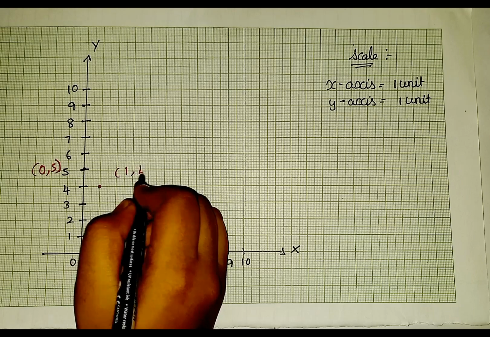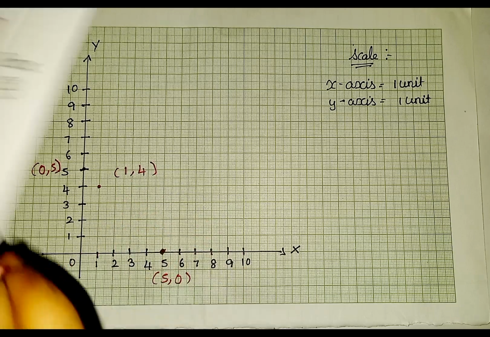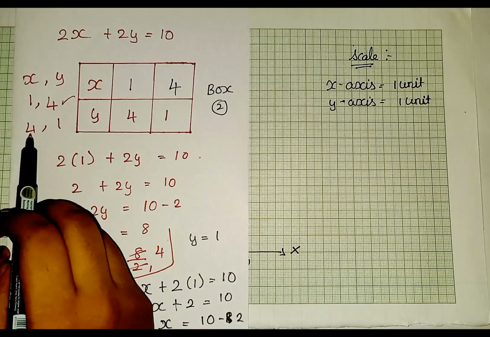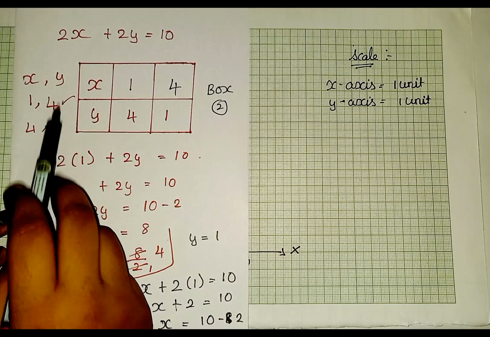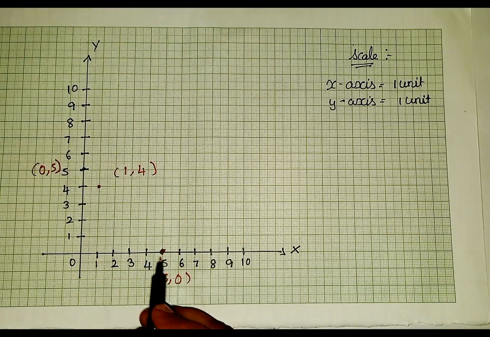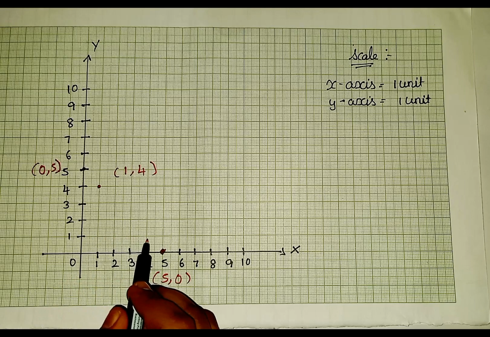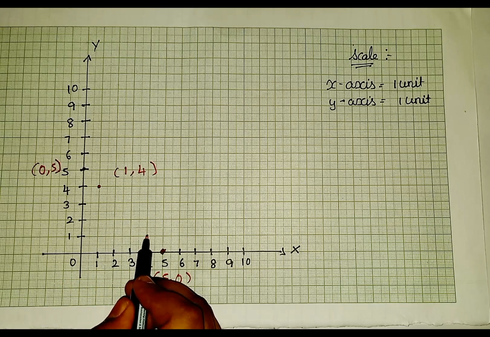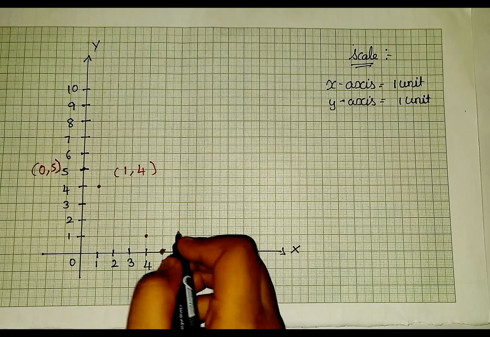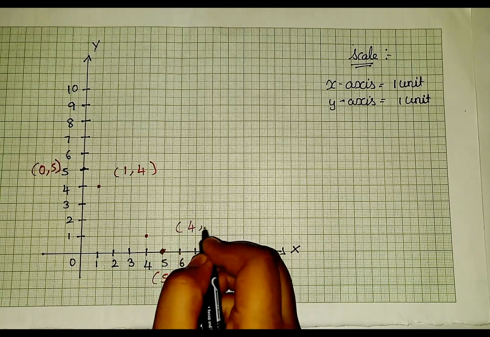comma 4. Now next one we have 4 comma 1, isn't it? So 4 in x axis and 1 in y axis. So 4 is right over here in x axis and 1 is right over here. So this is the point they are meeting, right? So here when you come down 4 and here it is 1. So we will have 4 comma 1.